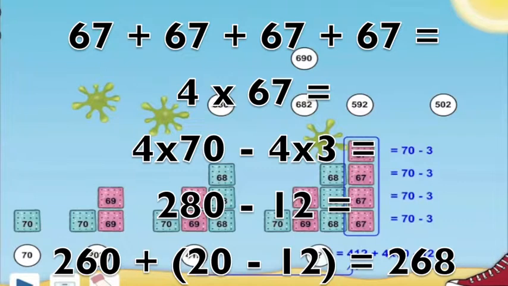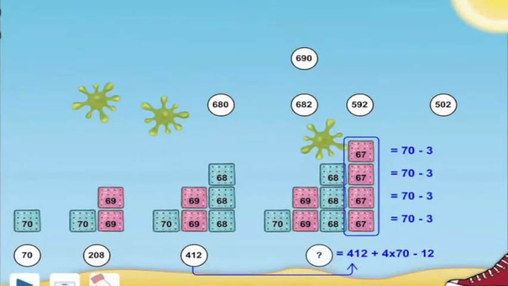Instead of subtracting 12 away from 280, we're going to pull a 20 out of 280, which leaves us with 260, and we're going to subtract the 12 away from that 20. So we obtain 260 plus 20 minus 12, which is 8. 260 plus 8 is equal to 268. We will add 268 to the previous total of 412.